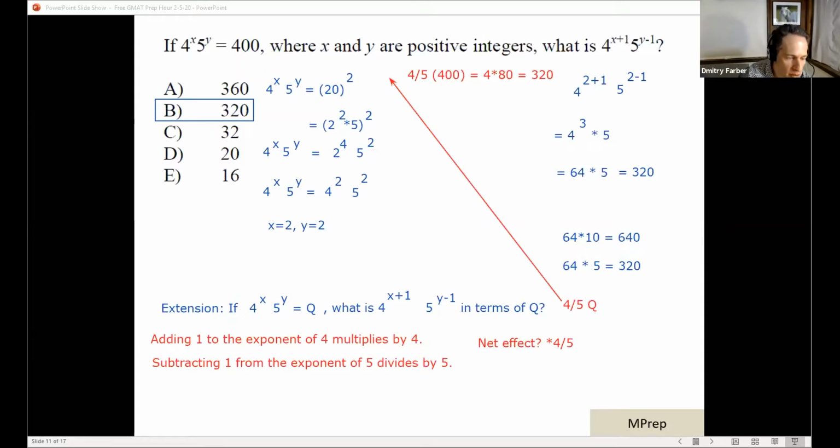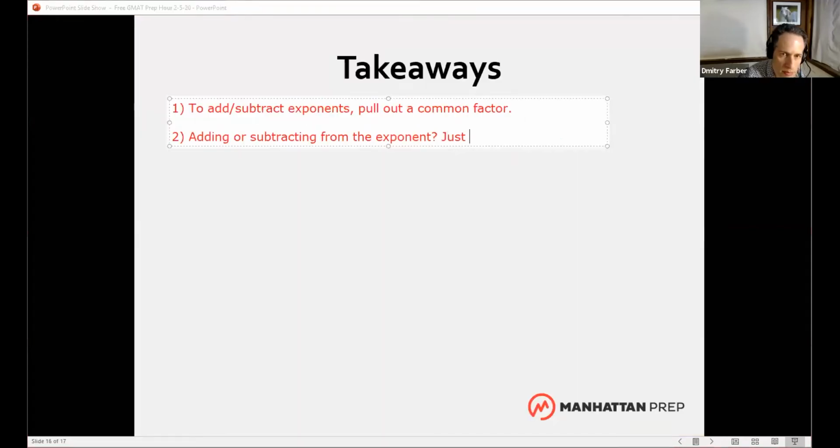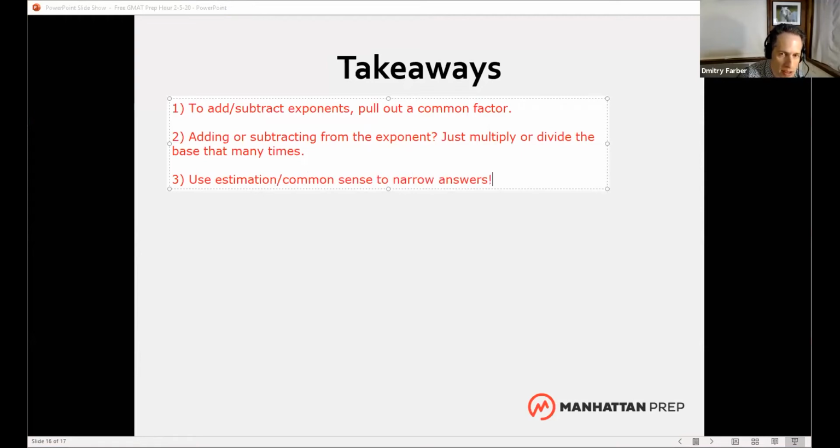So absolutely, to add or subtract exponents, pull out a common factor. Really useful to be able to do that. Adding or subtracting from the exponent, just multiply or divide the base that many times, right? And then hopefully we're remembering to use estimation and common sense to narrow down answers. Sometimes that can make your life a lot easier, or save work, as we just know what the answer is.